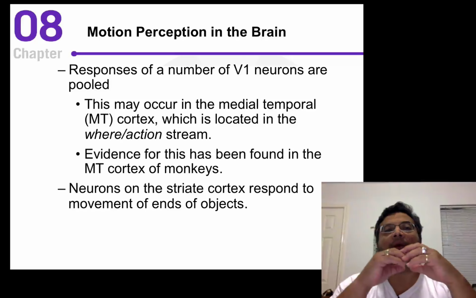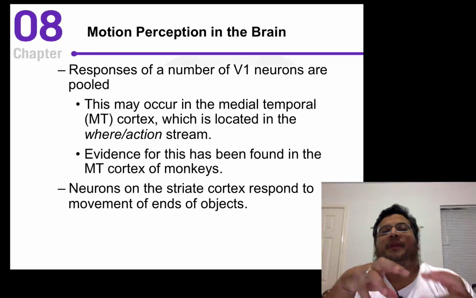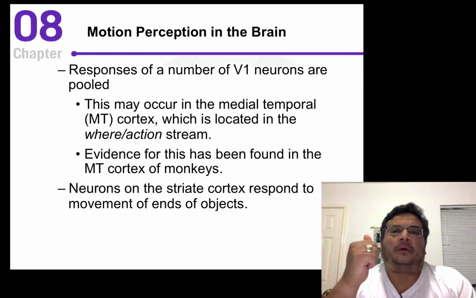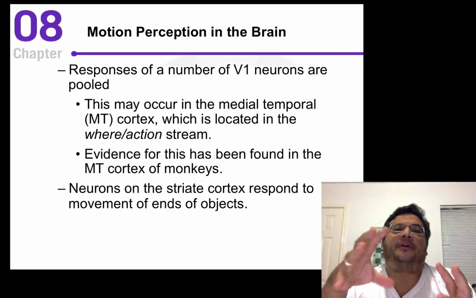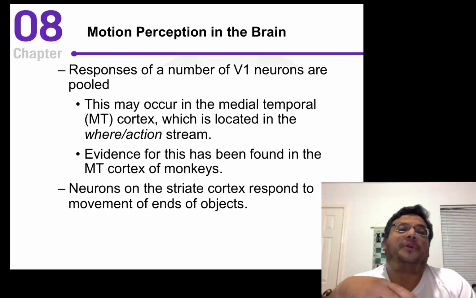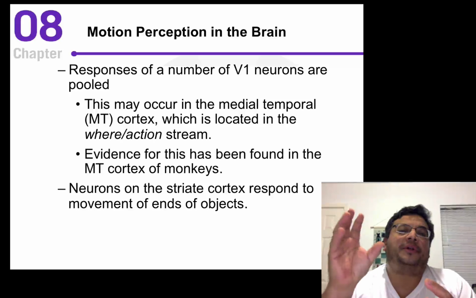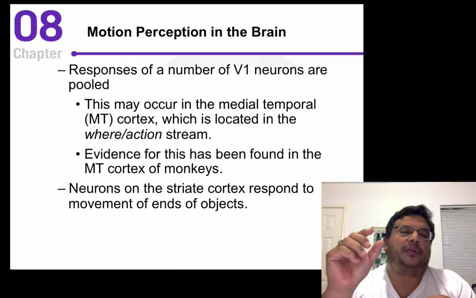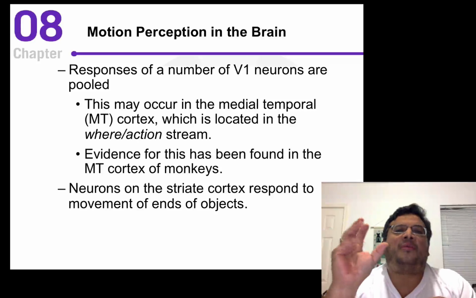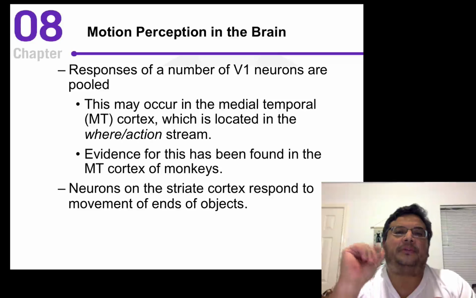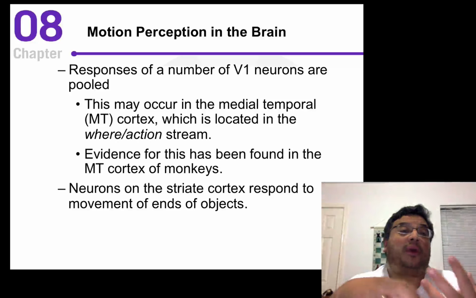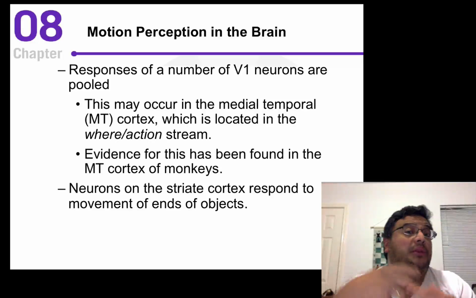Okay, so a number of the responses of the neurons in the visual cortex are pooled together, and they're pooled together probably in the medial temporal cortex. All of the output of the V1 neurons in the primary visual cortex make their way to the medial temporal cortex. Now remember, the medial temporal cortex is part of the where action stream. So where having to do with where things are located in space and what can you do with them.